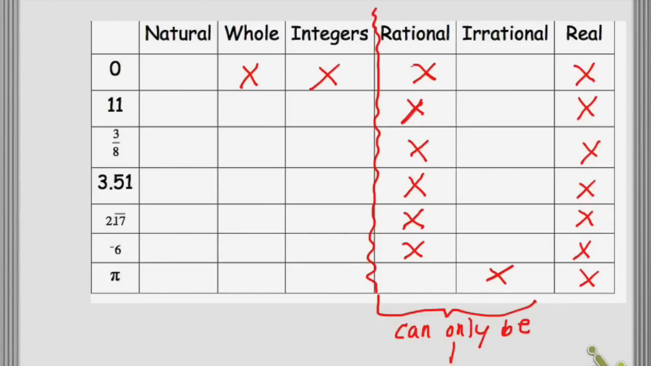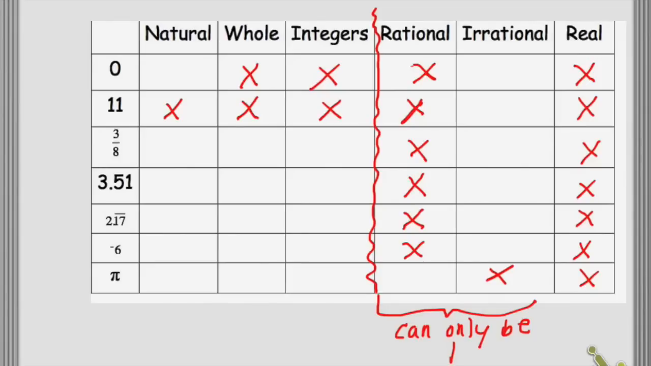11 is a natural number, a counting number, and so it is also a whole number and an integer. Now one way to look at this is to go back to your Venn diagram, and if something fits inside the natural numbers, it is also inside whole numbers, integers, and rational. So you know it belongs to all of them.